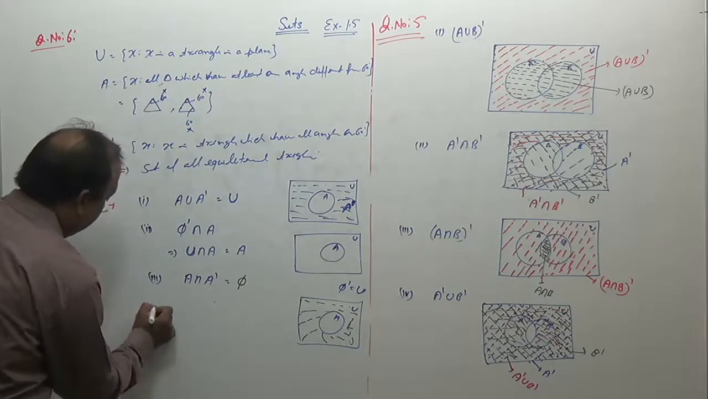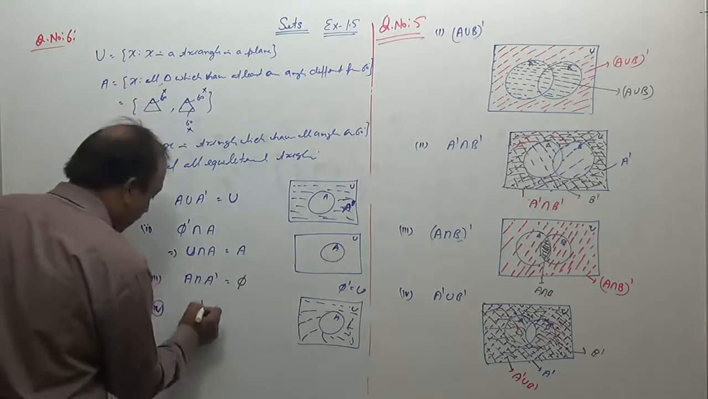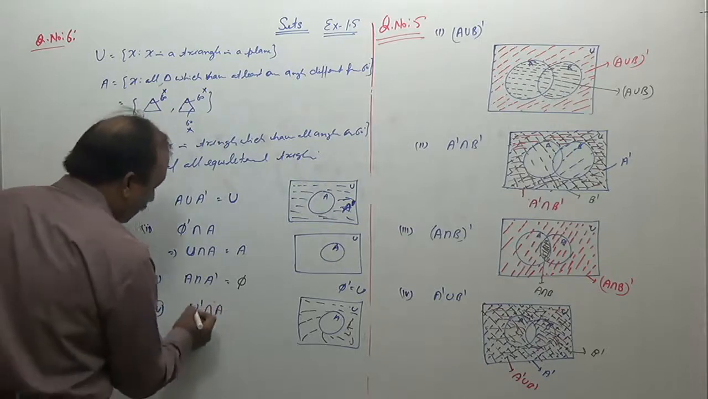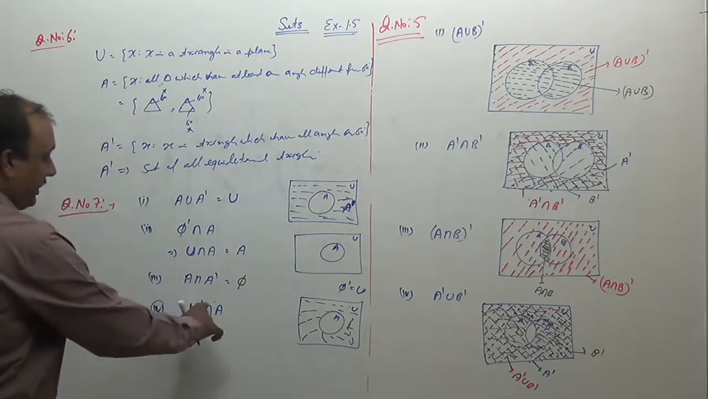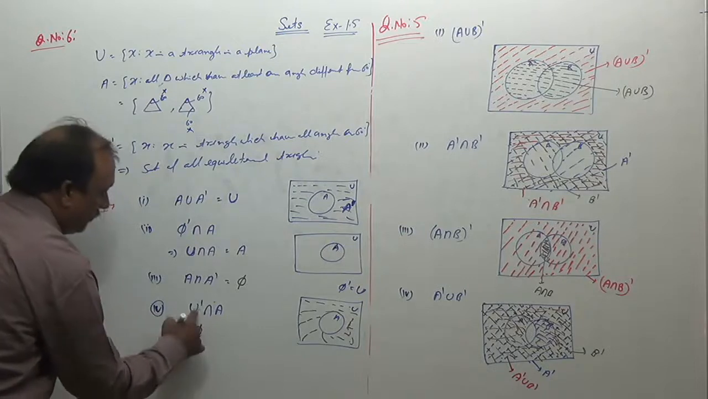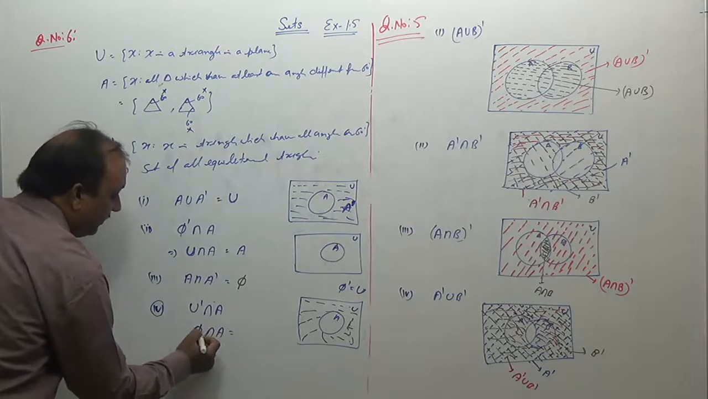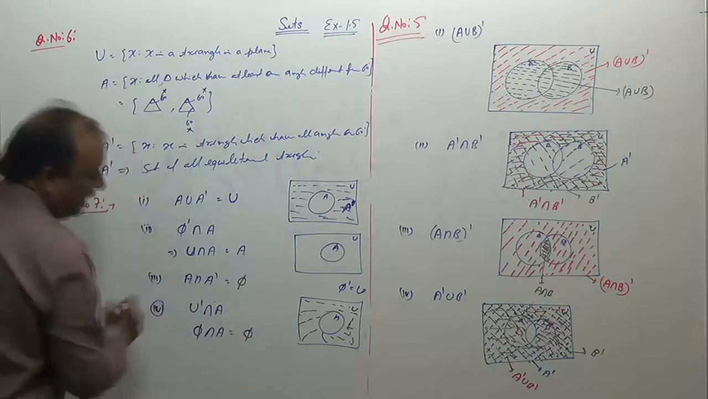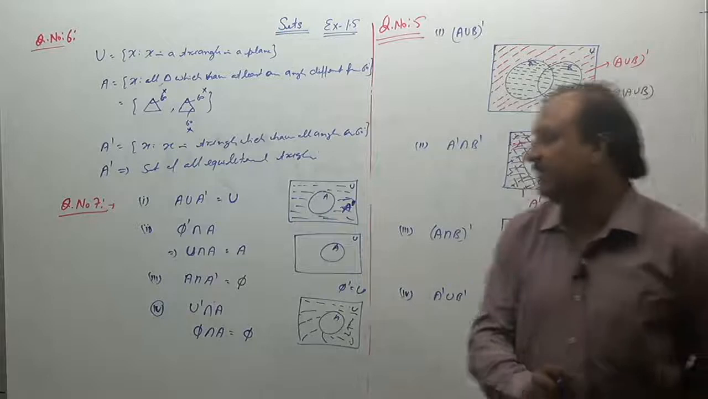And the fourth part is universal complement intersection A. Universal set means it contains all elements. The conjugate or complement of a universal set is the one which does not have any element, that is phi. Intersection A: this is the empty set, this is the non-empty set, so their intersection is the empty set phi. So this was question number 7.